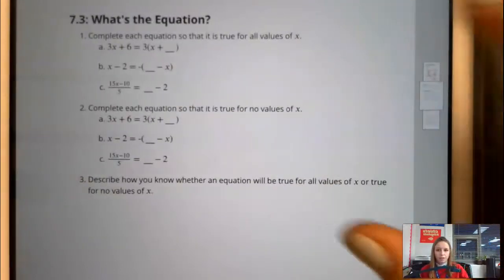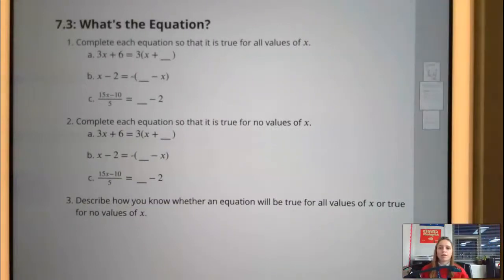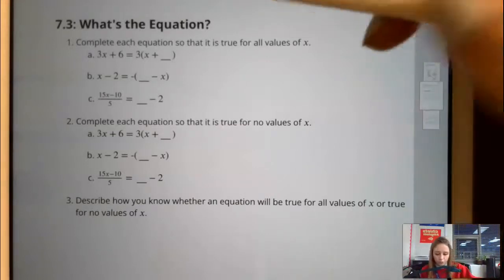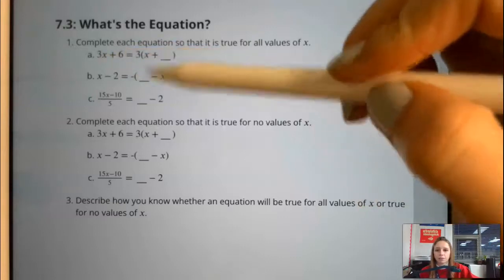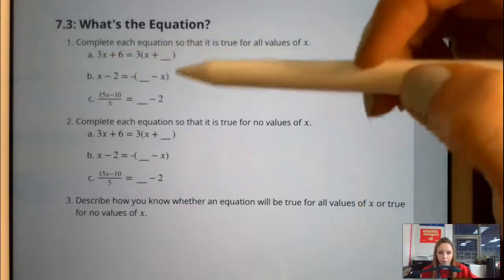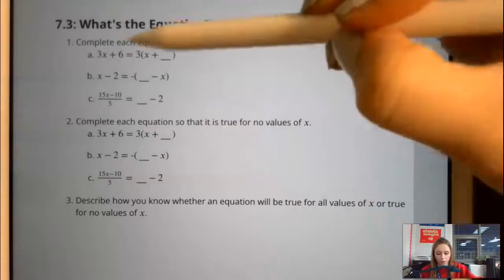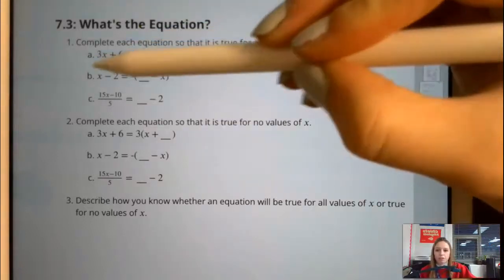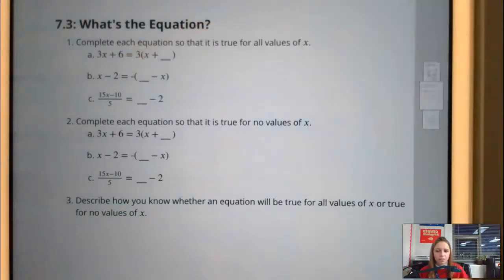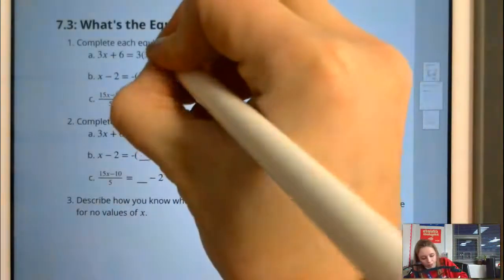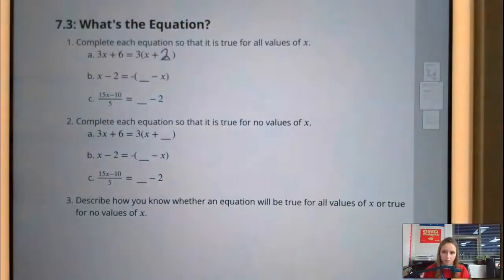Alright, now onto this one. So they've kind of given us something and we just need to finish it off to make sure that it is true. So this first one, they have 3x plus 6 and now they have 3 parentheses x plus blank. Well, if we were to distribute this 3, we'd get 3x, which is true over here. So what do I need to multiply by 3 to end up with 6? 3 times what equals 6? Well, 3 times 2 equals 6.